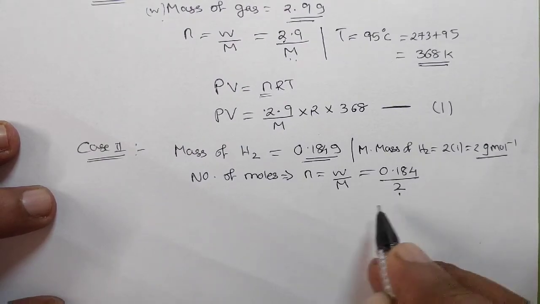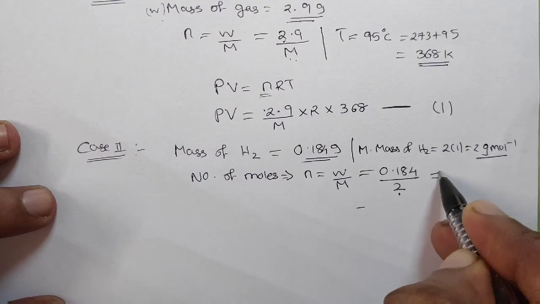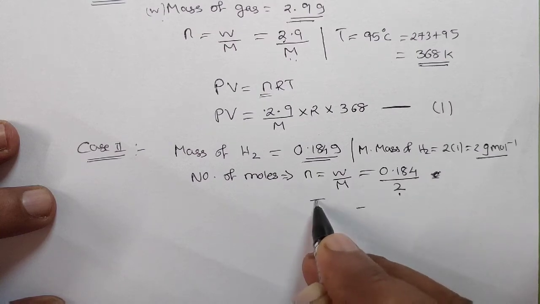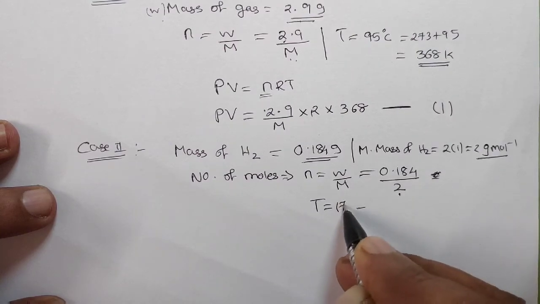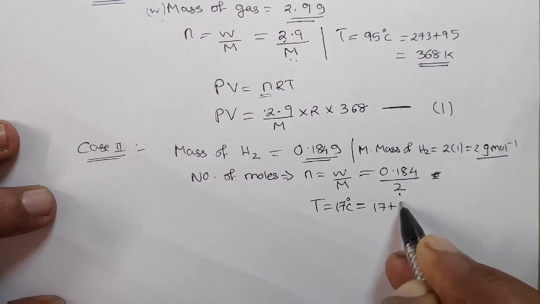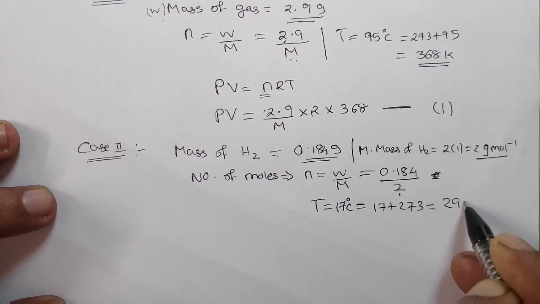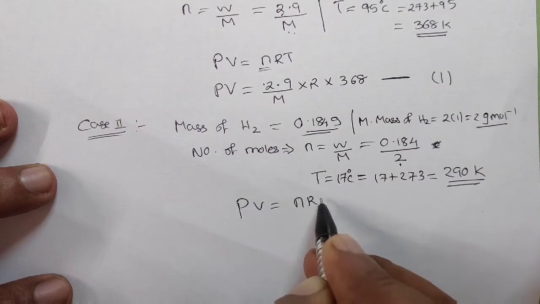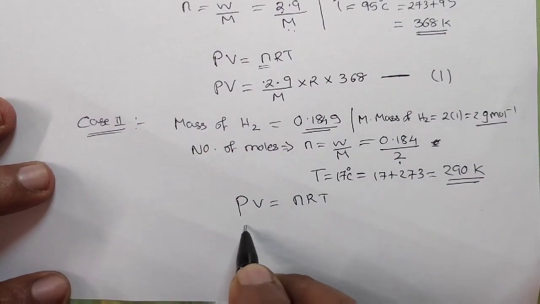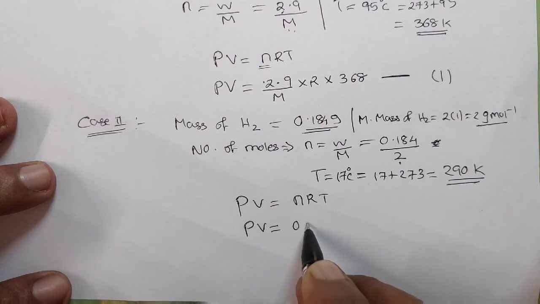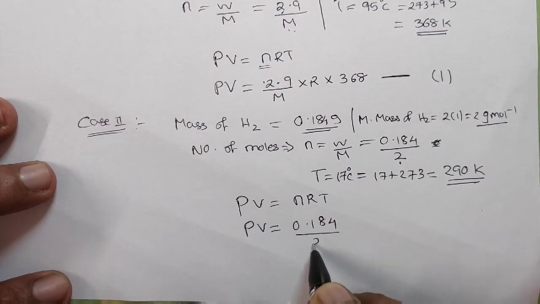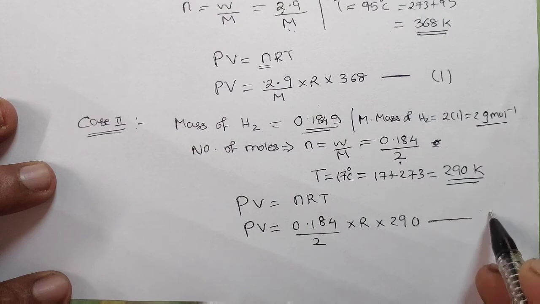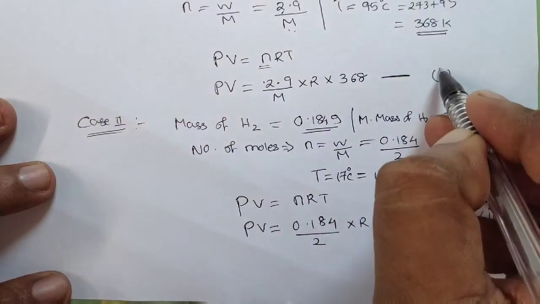Now if you just further calculate, or before that, temperature was given 17 degrees Celsius, so that is equal to 17 plus 273, which will be equal to 290 Kelvin, right? Now PV is equal to what? nRT, right? So I can substitute here, PV is equal to 0.184 by 2 into R into 290. This I will give as equation number 2. Understood? This was equation 1.